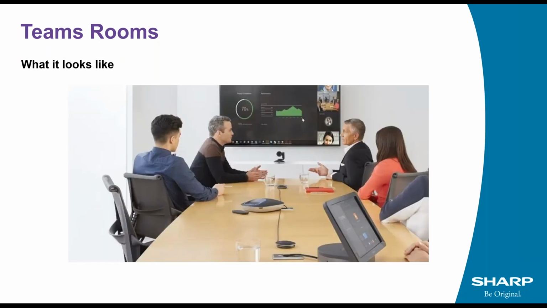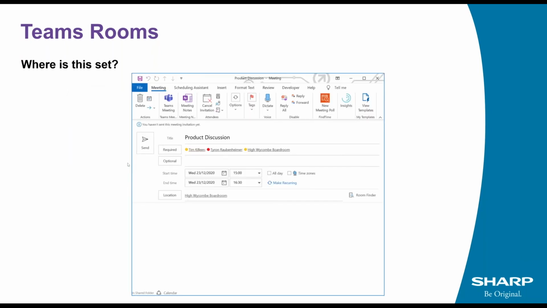So Teams room itself, panel on the wall, we would have a camera and then a couple of mics on the table and a speaker, and also a control panel here. And as I said, if we create a meeting request, here we've got our attendees, and under location, we've selected a meeting room, and that will then automatically add it to the required.